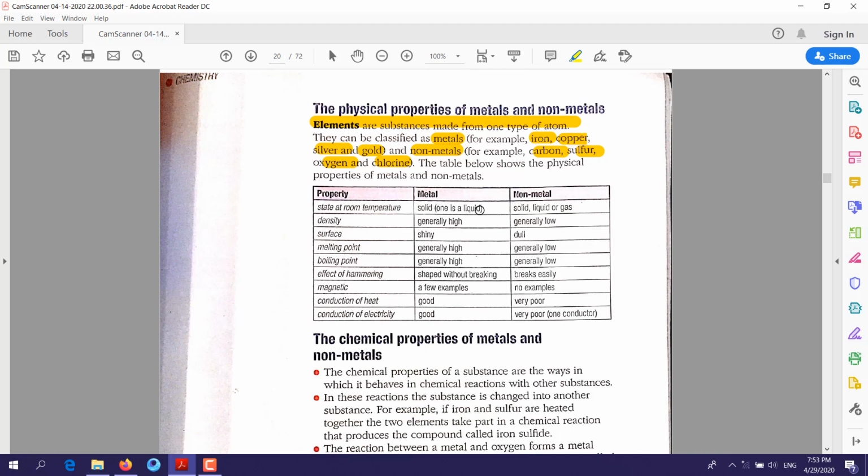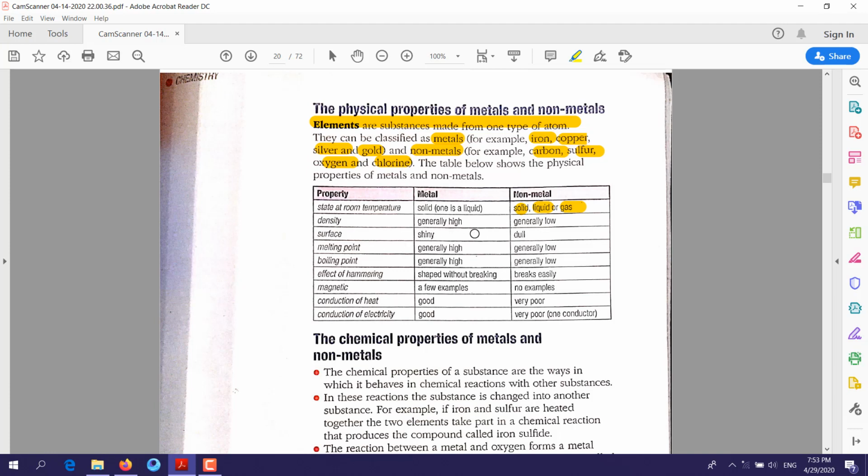Except mercury, which is a liquid. But non-metals could be solid, liquid, or gas. For metals, you will never find a metal that is a gas at room temperature. Then density: metals have a higher density than non-metals.